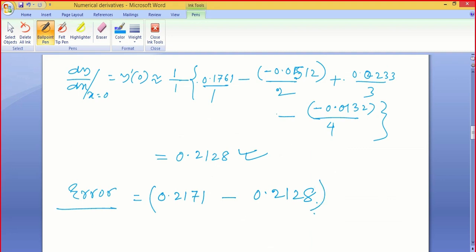If we take the modulus here, that will be the absolute error. If we divide by the exact value, it will be the relative error. If you multiply the relative error by 100, it will be the percentage error. Is it clear?